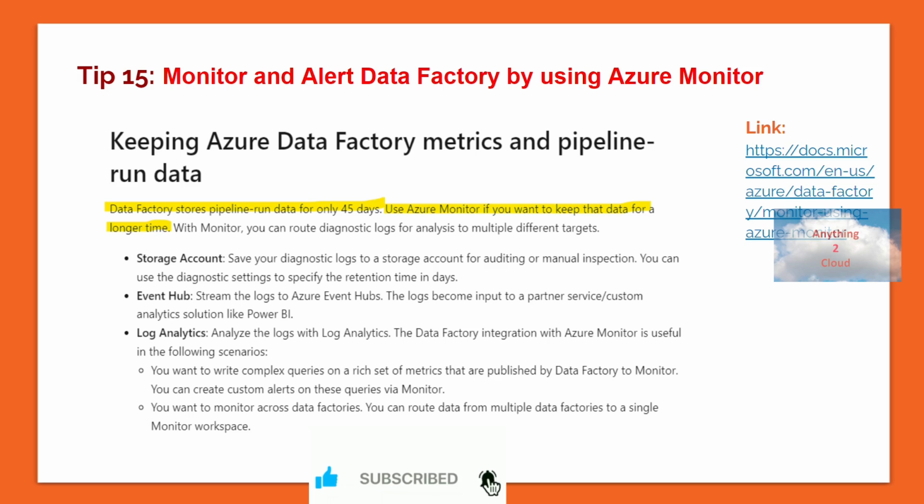The next step is on Azure Monitor. Data Factory stores pipeline run data for only 45 days. Use Azure Monitor if you want to keep the data for a longer time. If you want to keep the Data Factory metrics and pipeline run data, then you can use Azure Monitor, because after 45 days those will expire in Azure Data Factory. So if you want to keep the metrics and pipeline run data for more than 45 days, then use Azure Monitor.